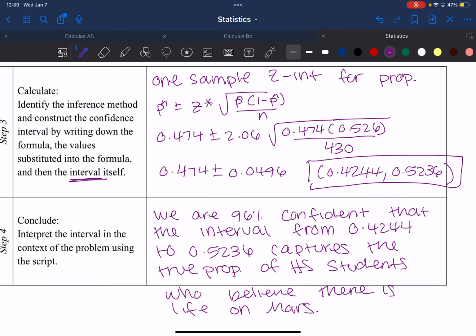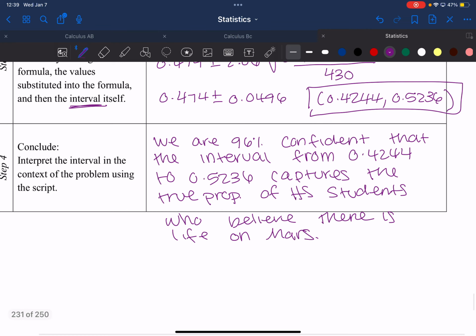Meaning if we were to do this hundreds of thousands of times, 96% of all the simulations would find that between 42% and 52% of all high schoolers believe that there is life on Mars. Okay, and that's it for the notes.